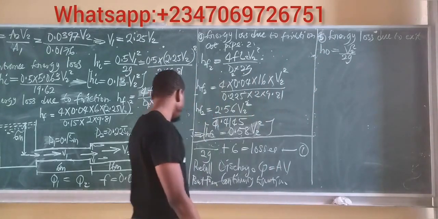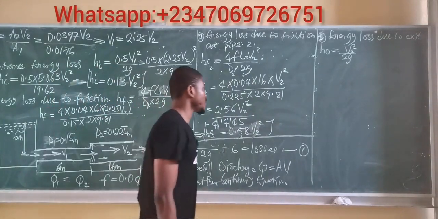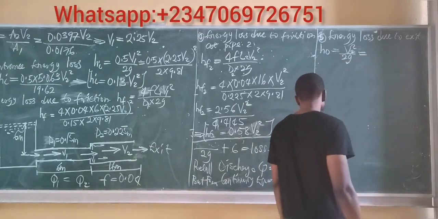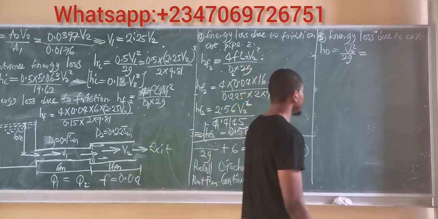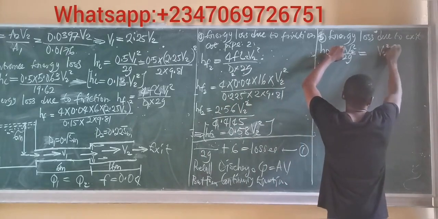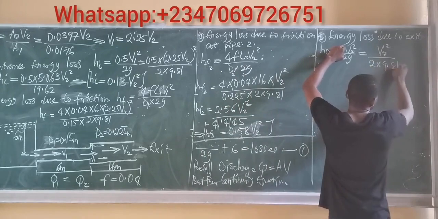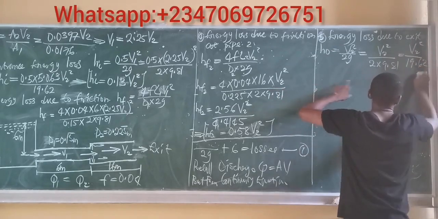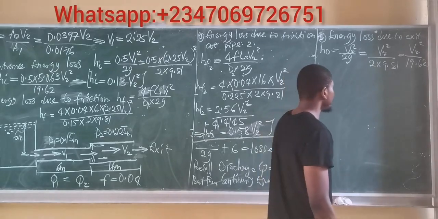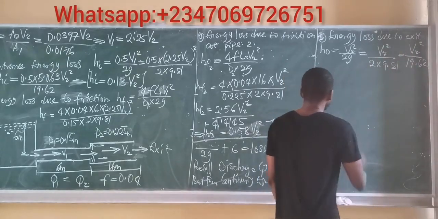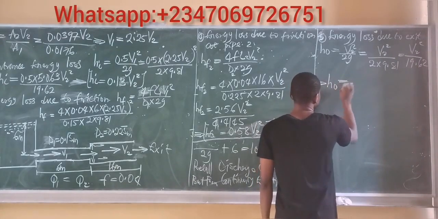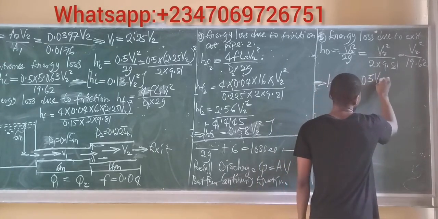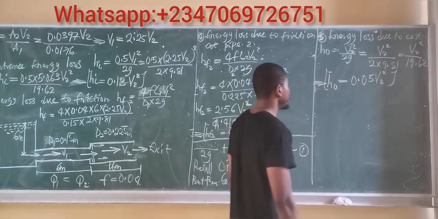Since the exit speed is V2, we simply make use of V2 as that velocity there. So you have V2 squared all over 2g. Once again, since we're solving all the head losses in terms of V2, we leave V2 as V2. So this becomes V2 all squared all over 2 times 9.81, which is V2 all squared divided by 19.62. Of course, 2 times 9.81 gives us 19.62. So this is simply 1 divided by 19.62. This implies head loss due to exit is now equal to 0.05 V2 squared. All right, so this becomes head loss due to the outlet.